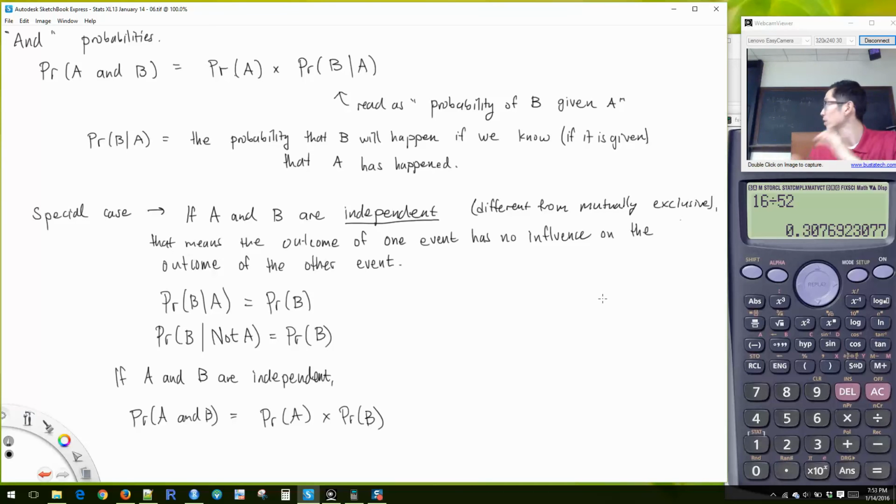That bottom statement is different from the top one, right? 'Cause it's a special case. Yeah, the top case is always true, but then we have a special case where sometimes the probability of B given A is just the probability of B, and that's when A and B are independent. And if that's the case, this top thing boils down to this thing. Okay?